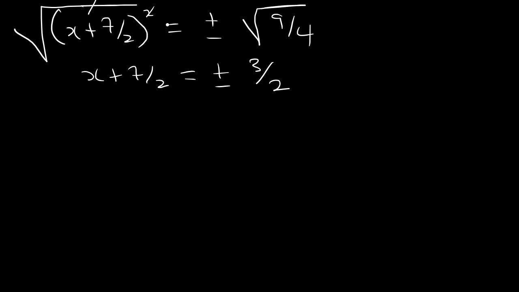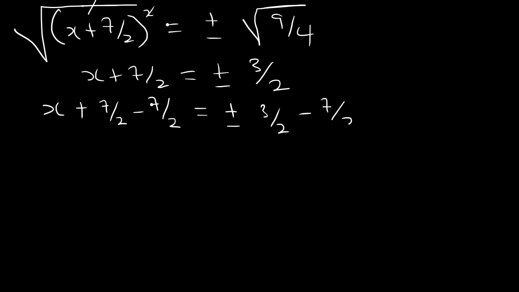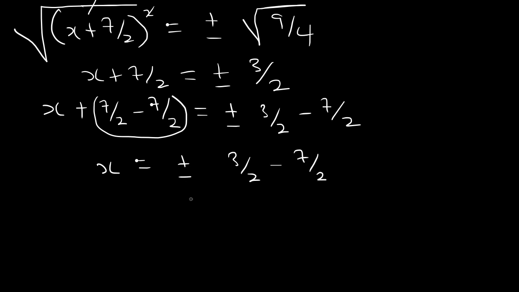So we are going to isolate x, and for us to do that, we'll move 7 over 2 to the right hand side. So we are going to subtract 7 over 2 from both sides of the equation. So here, 7 over 2 will be off. We'll have x alone is equal to plus minus 3 over 2 minus 7 over 2. Now, we have two signs, so we are going to take them one after the other.